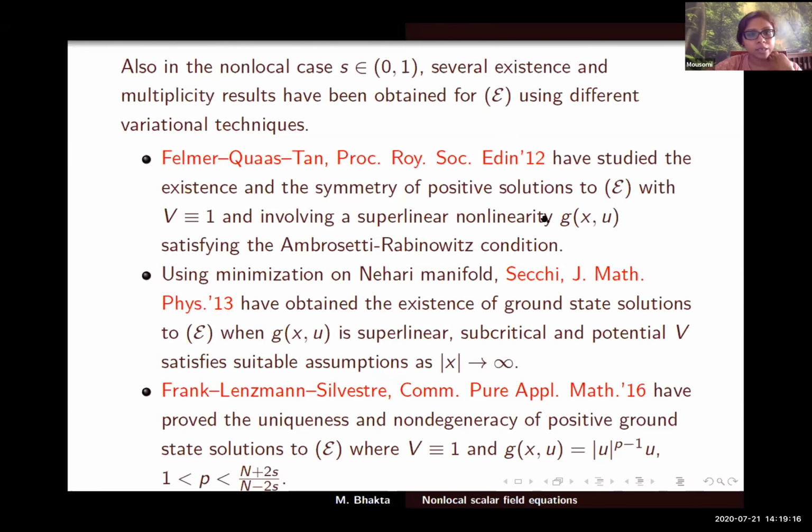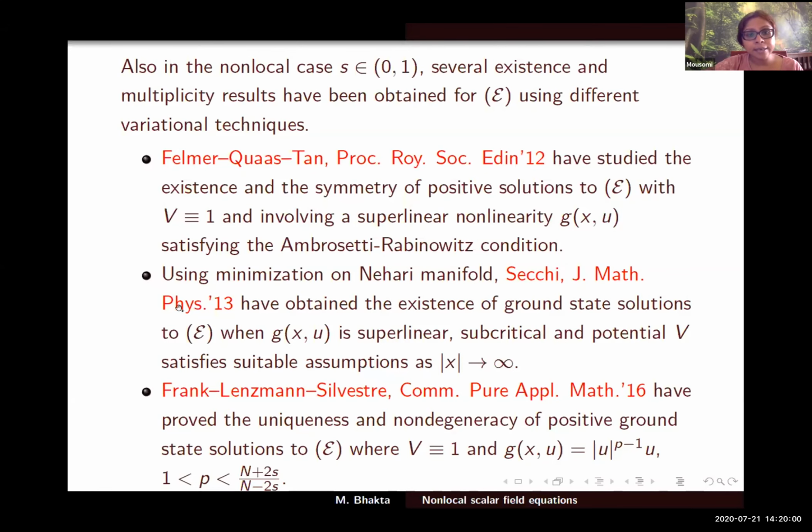In the non-local case, for s in (0, 1), existence and multiplicity have been obtained for (E) using various variational techniques. For example, some quite famous papers I'm just mentioning; there are many works in this direction. Felmer-Quaas-Tan in 2012 considered the equation (E) when V is identically equal to 1 and the nonlinearity is a subcritical superlinear nonlinearity satisfying the Ambrosetti-Rabinowitz condition. They proved the existence of solutions, and they studied the symmetry of positive solutions, whether the solution is symmetric or not. They have shown the symmetry.